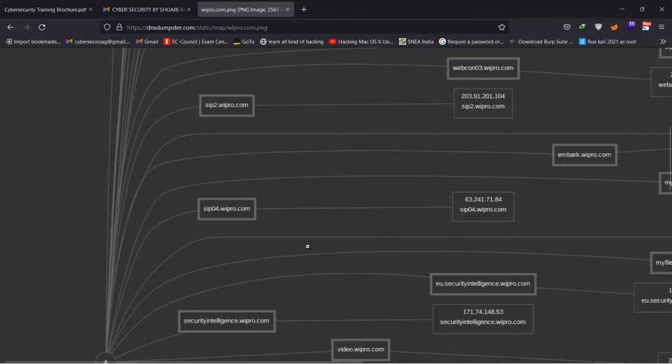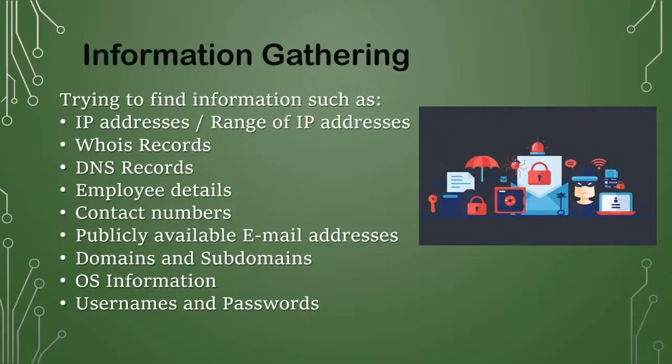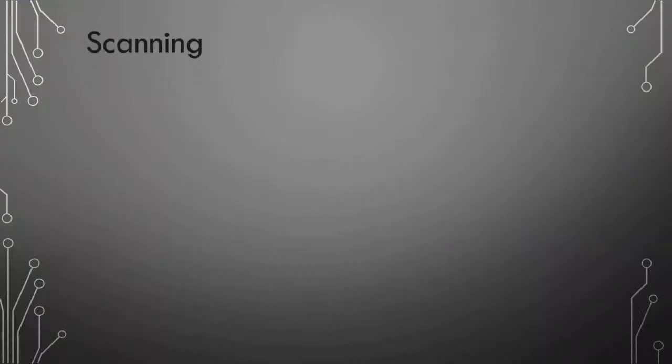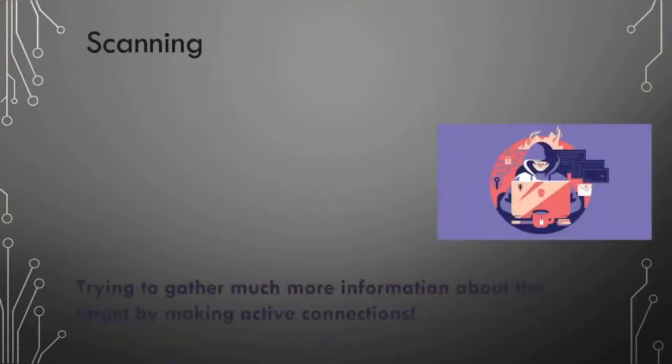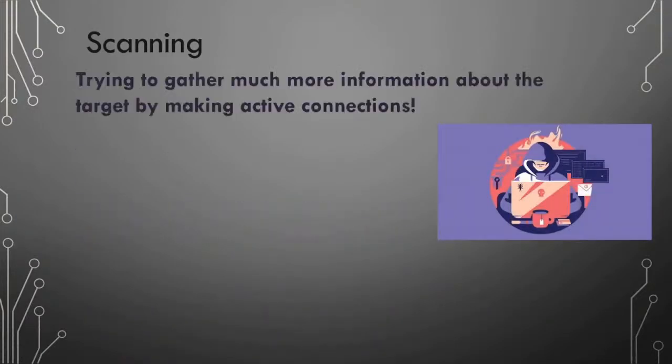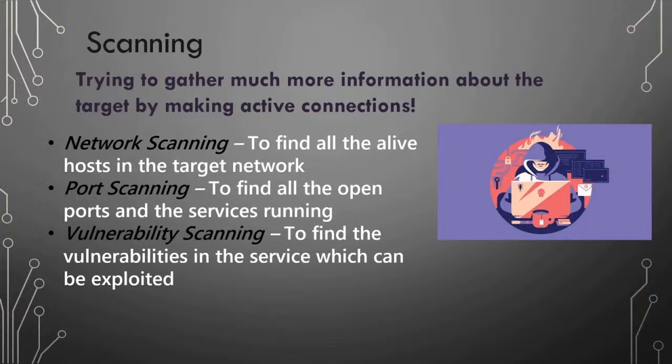Now next comes the scanning phase. After you gather information like this about a target organization, then we go with the scanning phase. Scanning is where we get some extra information by directly contacting the servers, to gather more information by making active connections with the direct target. In this phase, we'll be using three types of scanning: network scanning, port scanning, and vulnerability scanning.